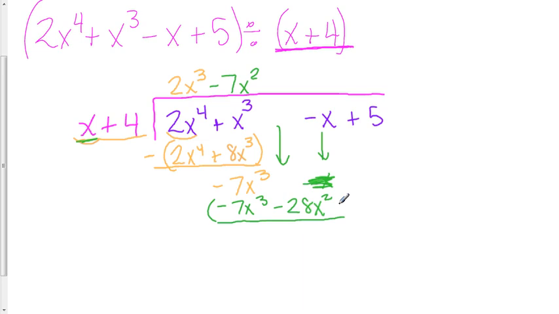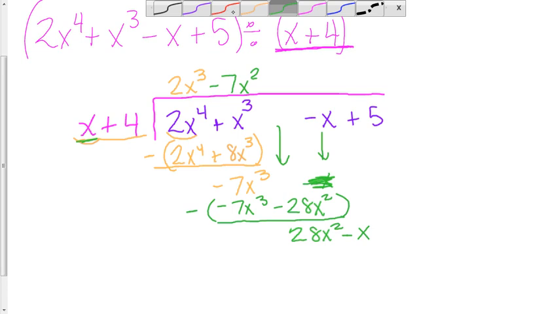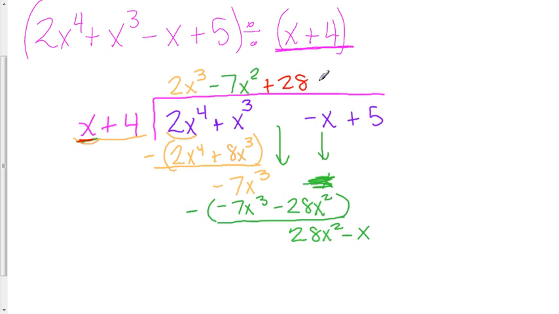Then going through and subtracting, that's 0, and 0 minus a negative 28x squared is going to be a positive 28x squared. And then minus x is our next term that we would bring down. Continuing on, now what times x gets you 28x squared? Well, that would be plus 28x. And 28x times x plus 4 is 28x squared plus 112x.